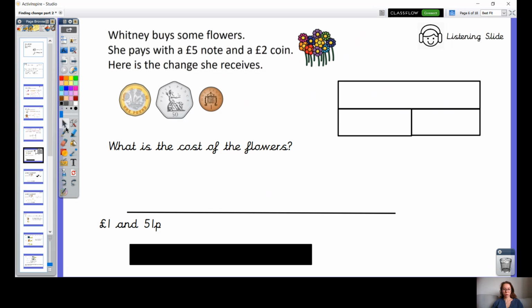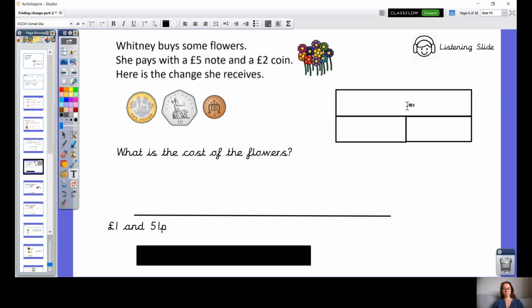So this time, what do we know and what don't we know? Have a think. We know what she paid with, don't we? How much money did she give the shopkeeper in total? She paid with a £5 note and a £2 coin. She paid the shopkeeper £7, didn't she?